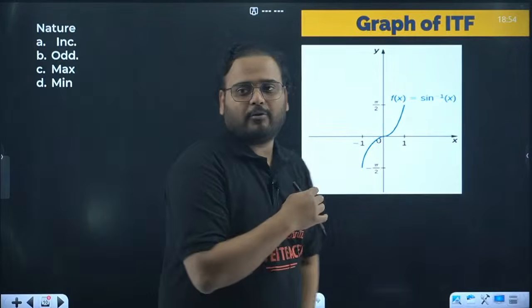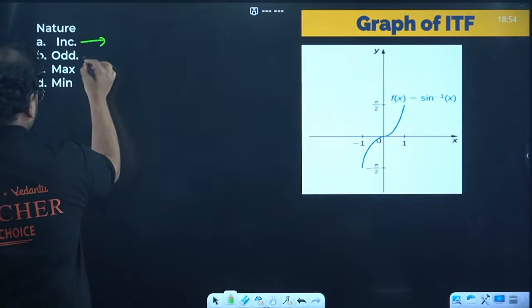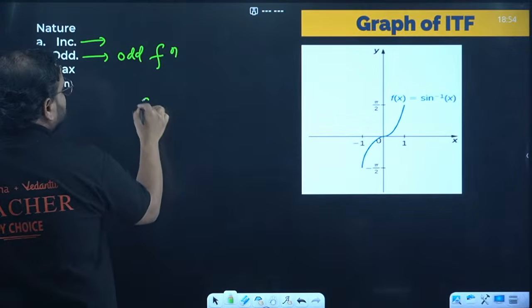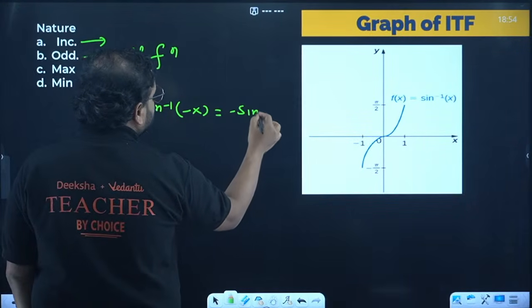So graph of inverse trigonometric functions, I've already done this part. Sine inverse, I have done this proof. It is increasing in nature. It is an odd function. What does it mean to be an odd function? It means sine inverse of minus x is always minus sine inverse of x.